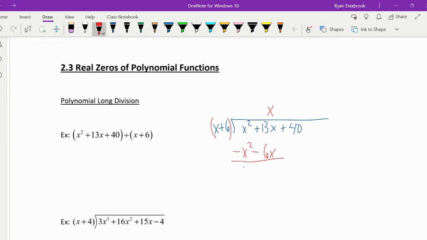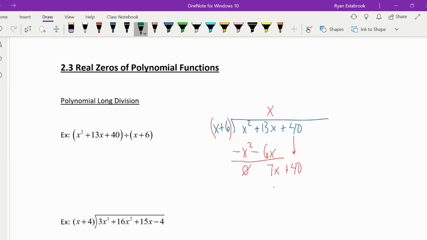So as soon as I draw the line, I'm going to write a subtraction sign. x squared minus x squared, they cancel each other out. That's great. That's what I wanted to have happen. 13x minus 6x is 7x. And then we're going to bring down the plus 40 at the end. So what's left under the division sign is smaller than the original.